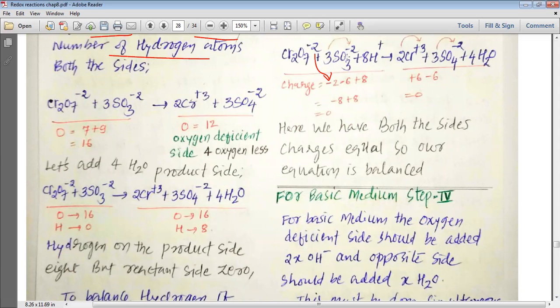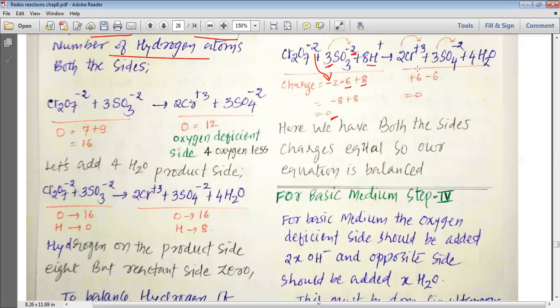So we have written here SO3 has got minus 2 charge, that needs to be multiplied with this 3. So 3 into minus 2 gives minus 6. And here 8H plus, so it is plus 8 charge. So minus 2 minus 6 plus 8, that is minus 8 plus 8, that is equal to 0.